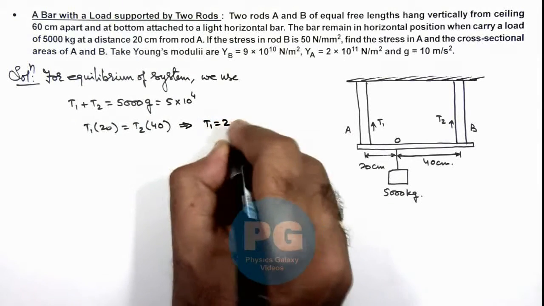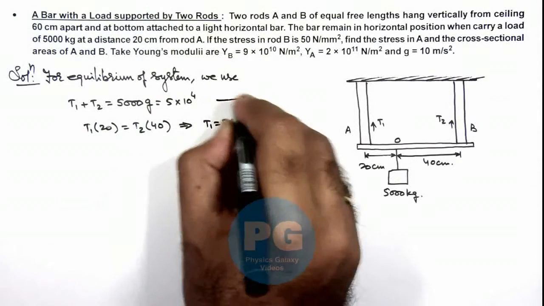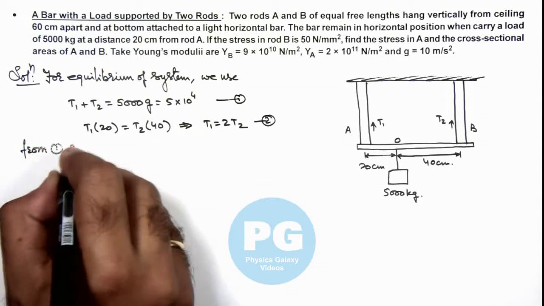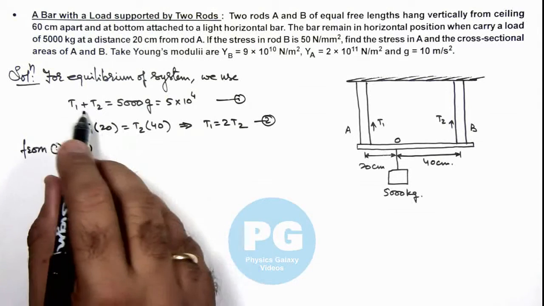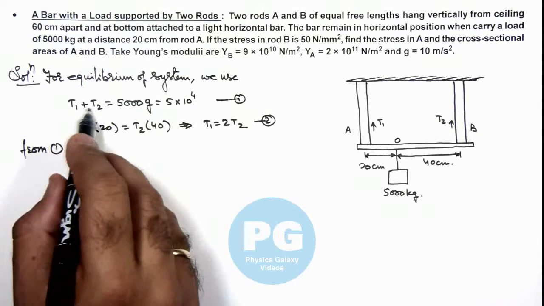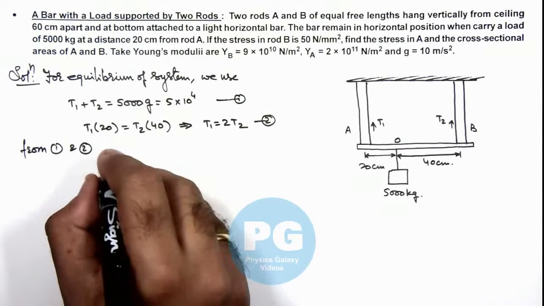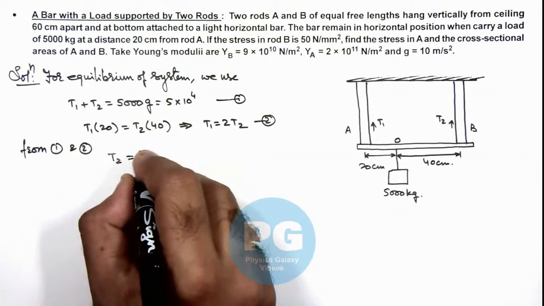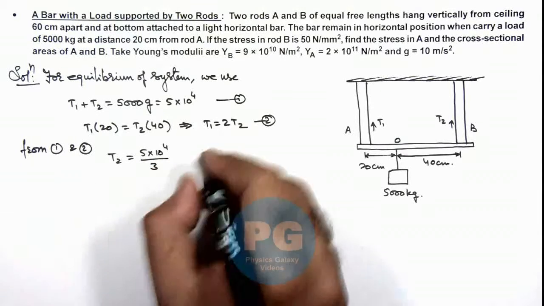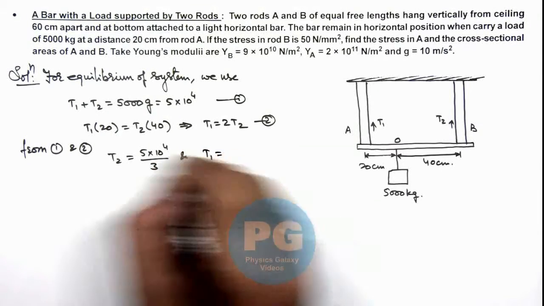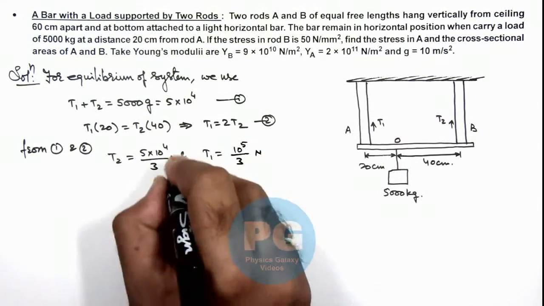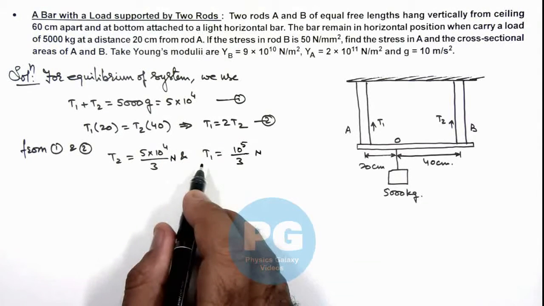which results in T1 equals 2T2. From this equation 1 and this equation 2, we can calculate the value of T1. If we solve these two equations and substitute T1 as 2T2, we get T2 equals 5 into 10 to power 4 divided by 3. And the value of T1 is twice of this, which is 10 to power 5 divided by 3 Newton. So these are the values of T1 and T2 we obtain.